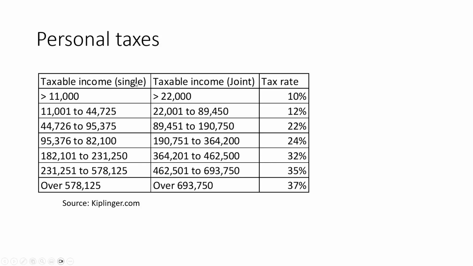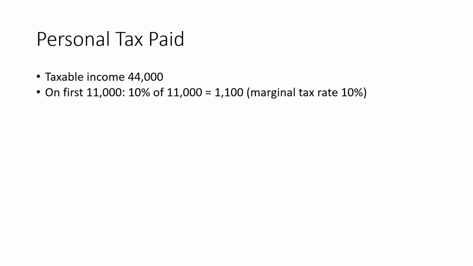So if the taxable income is below 11,000, it should be 10%. Apologies on that typo here. So it should be less than 11,000. The tax rate is 10%. Okay, moving on. So the taxable income is 44,000.